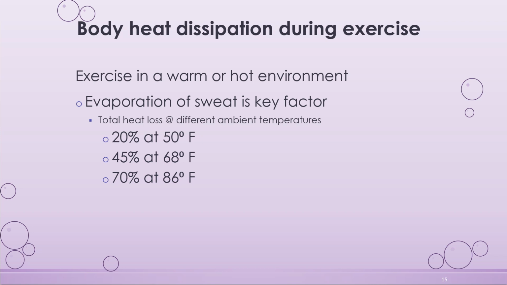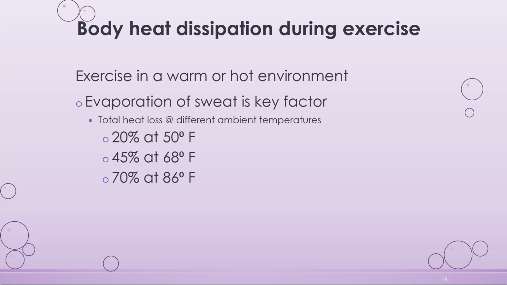Here are the approximate percentages of total heat loss through evaporation at different ambient temperatures. At 50 degrees Fahrenheit, evaporation accounts for approximately 20% of total heat loss. In colder environments, the body relies less on sweating for cooling, since there is a smaller temperature difference between the body and the environment. Other heat loss mechanisms, such as conduction and radiation, play a more significant role in maintaining body temperature. At 68 degrees Fahrenheit, evaporation accounts for approximately 45% of total heat loss.